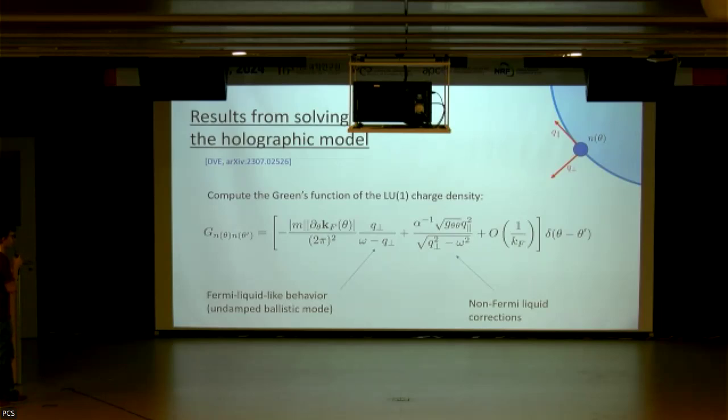You get reasonable behavior, more or less, from a metal, at least in terms of this Green's function. You also have this non-Fermi liquid correction. So I don't think we're actually describing Fermi liquid theory. It's just that this first term probably comes just from the LU1 symmetry. It doesn't really need quasi-particles or anything.